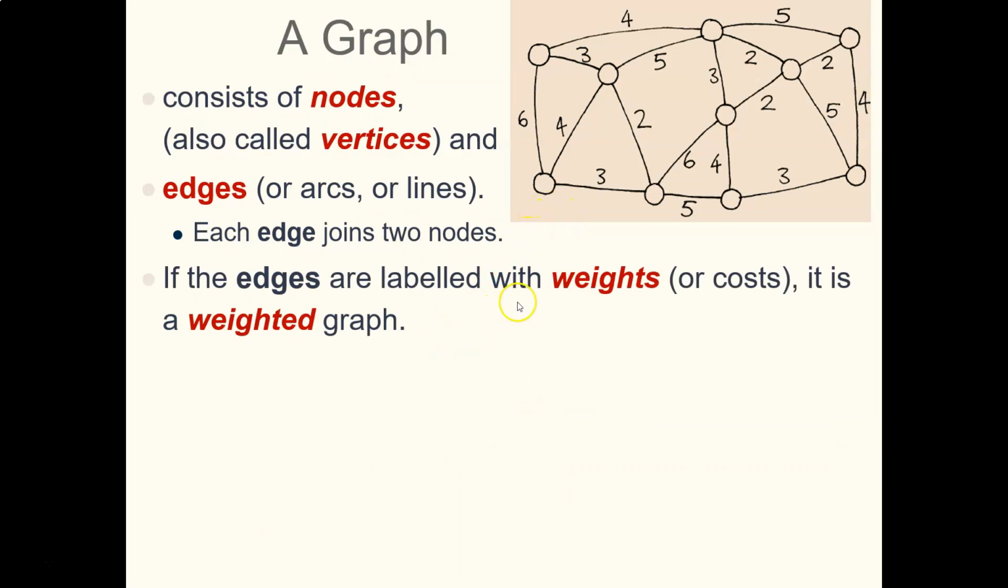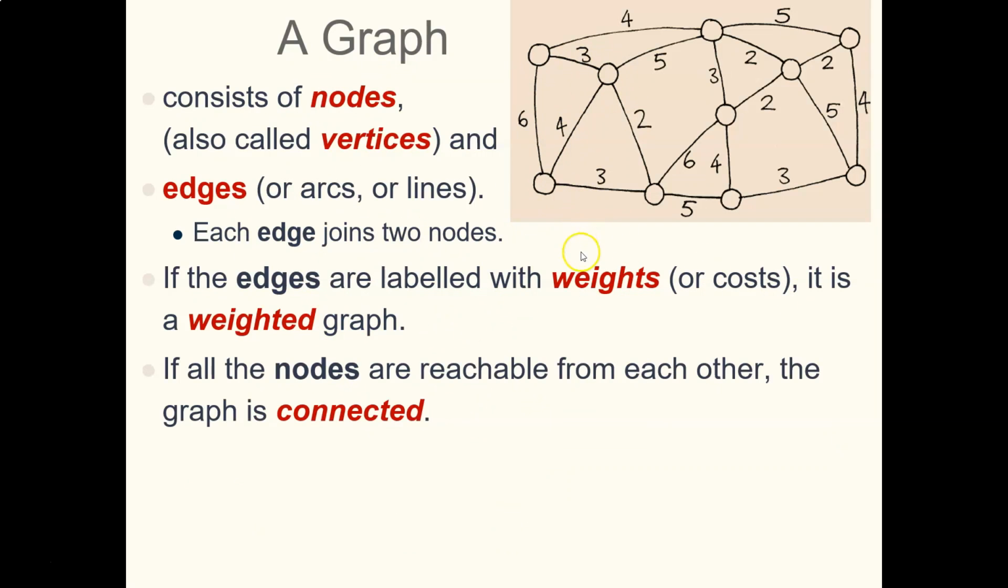If the edges are labeled with some figure, or weights, or cost, it's called a weighted graph. Which means there is an unweighted graph as well. And if all the nodes are reachable from each other, the graph is connected. You can reach from this node to this node in any way. So that means it's connected.